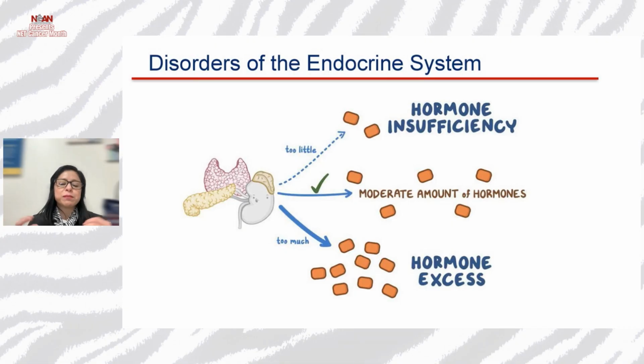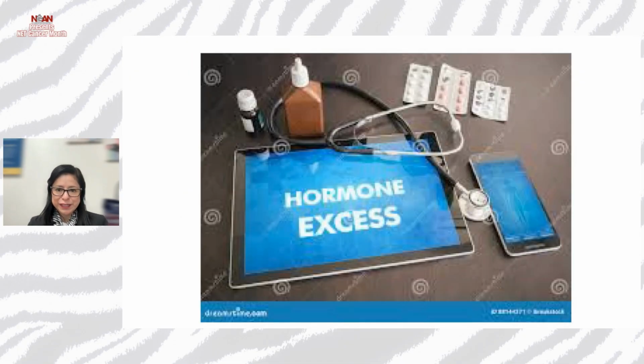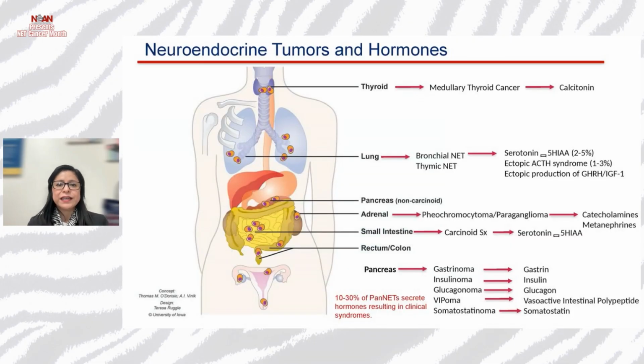The body usually produces a specific amount of hormones needed for our day-to-day functions, but sometimes when there is insufficiency or hormone excess, it also produces very specific signs and symptoms that often will need to be treated and be seen by endocrinologists who specialize in the endocrine system. First, let's discuss a little bit about the hormone excess.